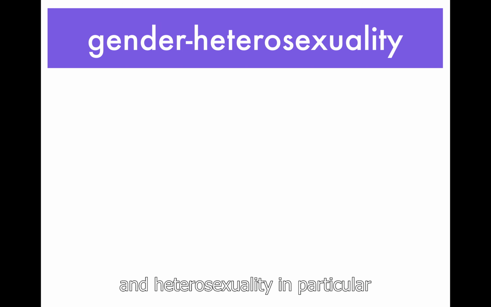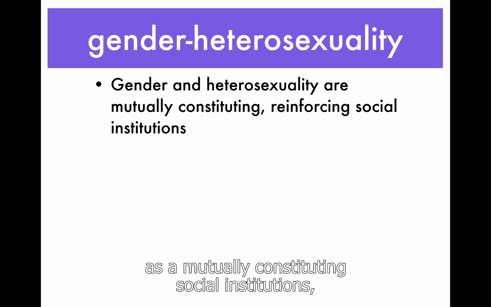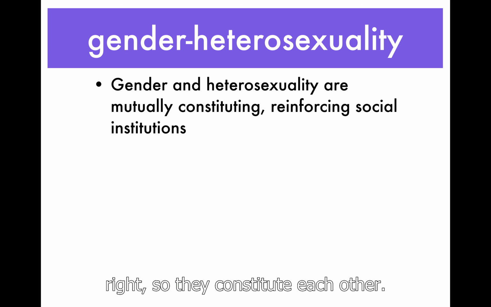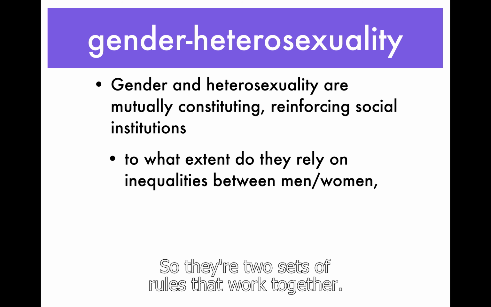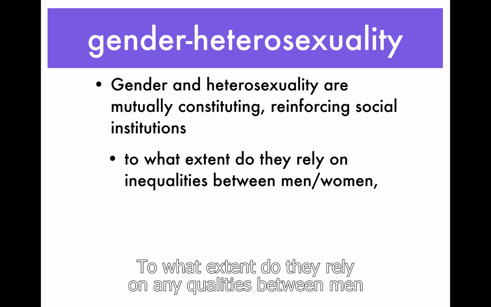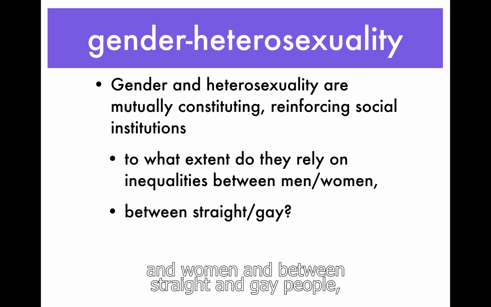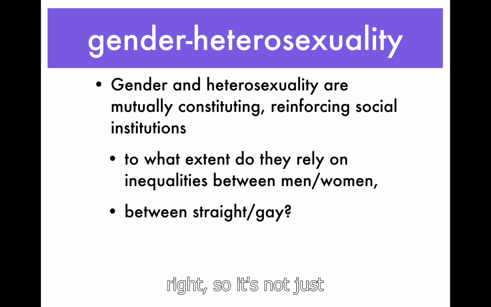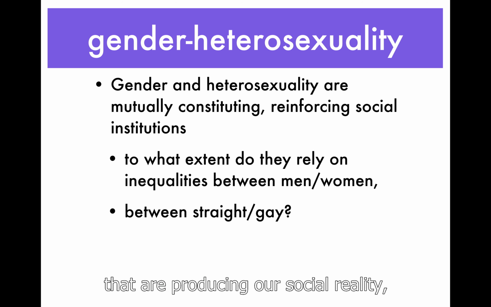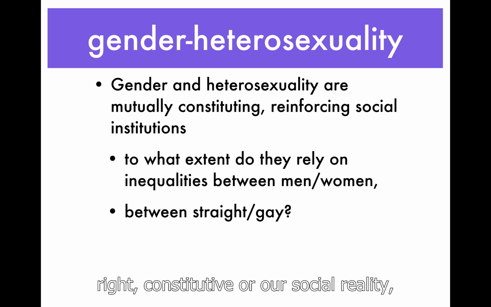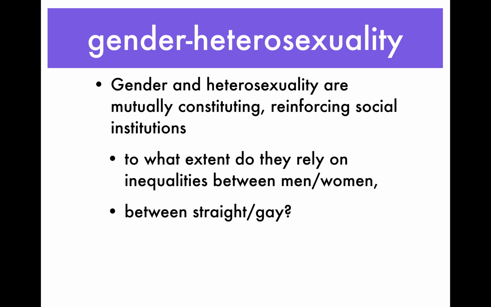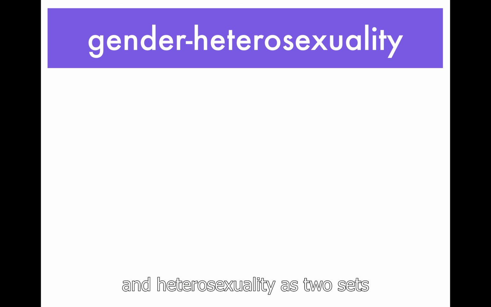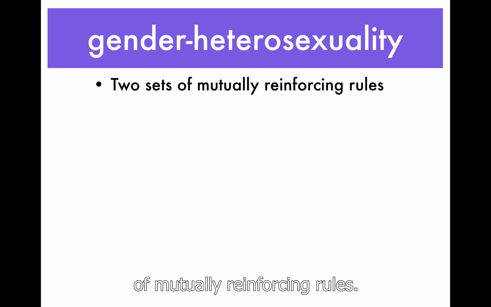Right, I want to look at gender and heterosexuality in particular as mutually constituting social institutions. So they constitute each other, they reinforce each other. They're two institutions that work together. They're two sets of rules that work together. To what extent do they rely on inequalities between men and women and between straight and gay people? So it's not just that there are rules enforcing our behavior, but they're also rules that are producing our social reality, constitutive of our social reality, and both relying on and creating social inequalities of gender and sexuality. I think it's useful to think of gender and heterosexuality as two sets of mutually reinforcing rules.